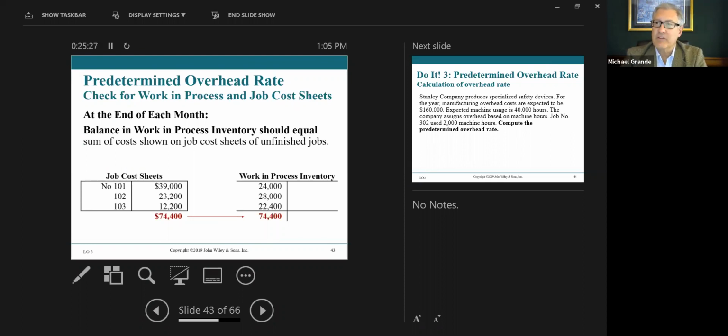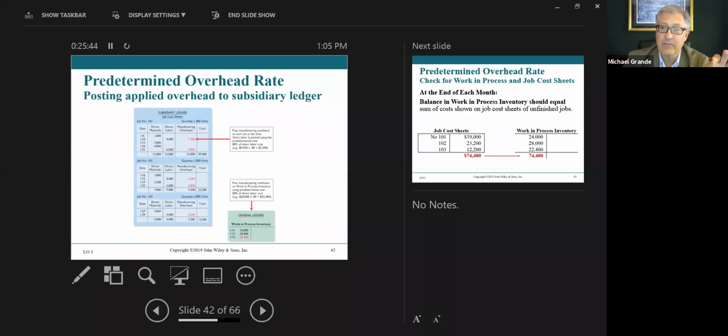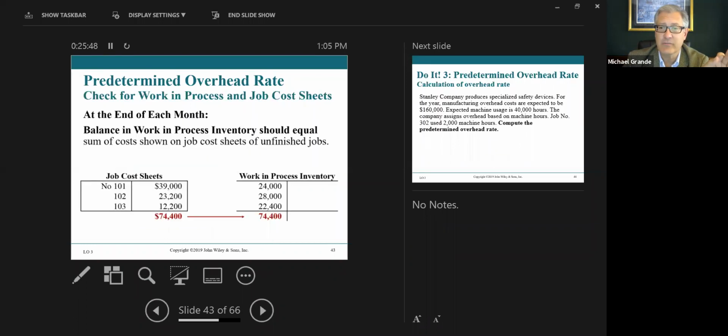Check the work in process and job cost sheet at the end of each month. The balance in work in process inventory should equal the sum of costs shown on the job cost sheets of unfinished jobs. So you've got jobs 101, 102, and 103, which came from the previous sheet, and that's the amount that you have in work in process. They should equal each other.